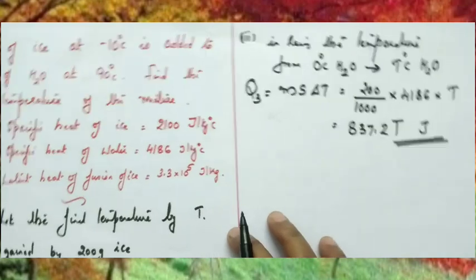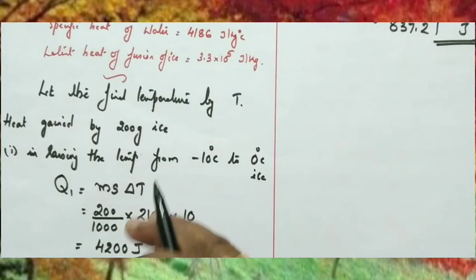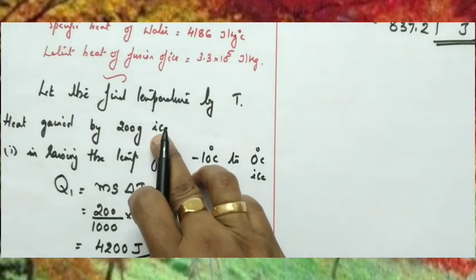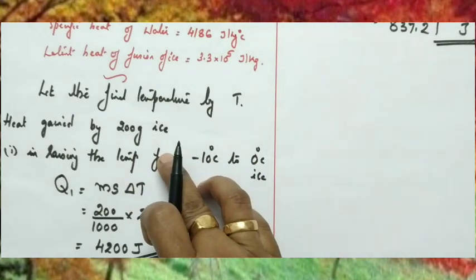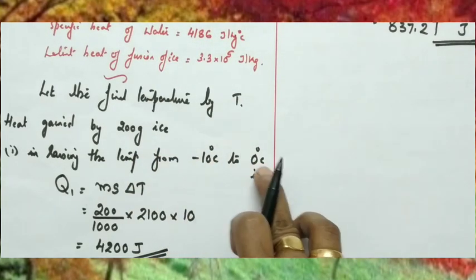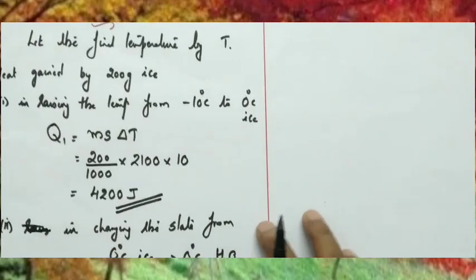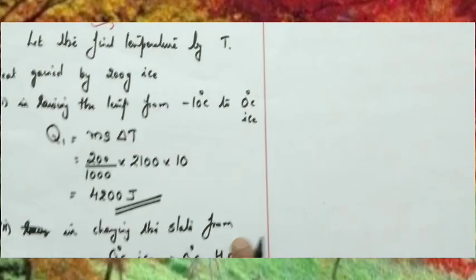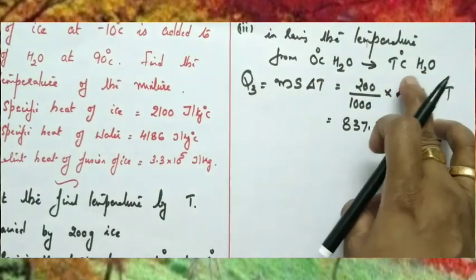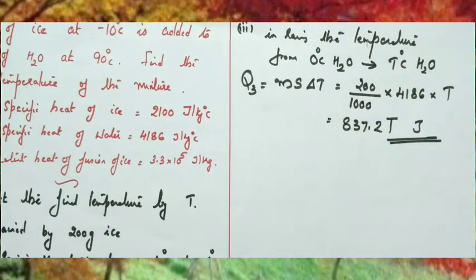Clear? So this is the method, or this is the heat gained by 200 gram ice. The total heat gained by ice, first from converting minus 10 degrees Celsius to 0 degrees Celsius, then 0 degrees Celsius ice to 0 degrees Celsius water, then 0 degrees Celsius water to finally T degrees Celsius water.